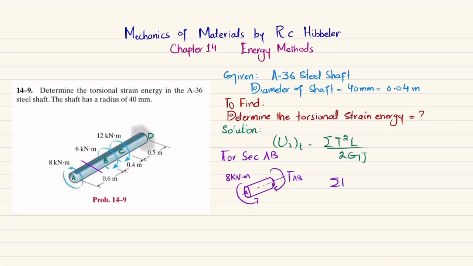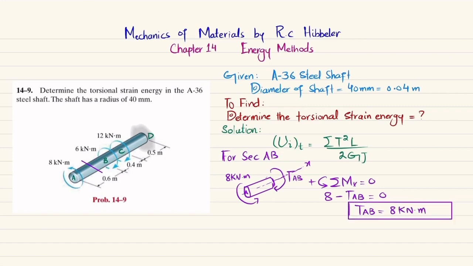How will we find this TAB? By using the equation of equilibrium. This will be the x-axis. The sum of all torque about the x-axis will be equal to 0, taking the counterclockwise torque as positive. So 8 kilonewton is positive, minus TAB is negative, and their sum must be equal to 0. So TAB will be equal to 8 kilonewton-meter. This is the torque that will be generated in section AB.